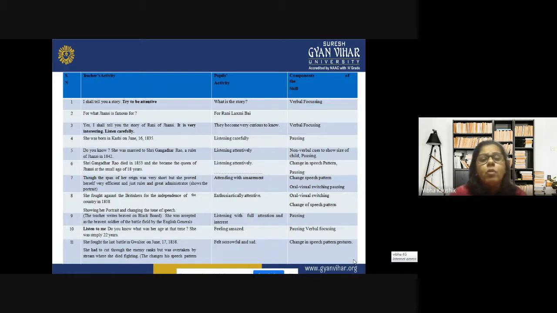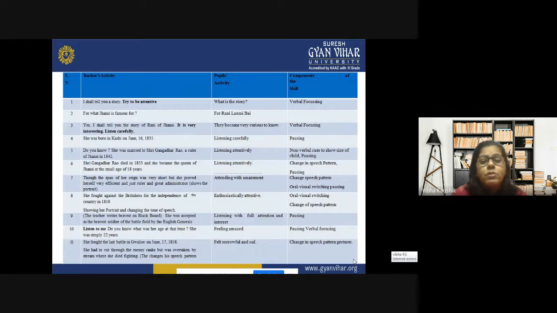Though the span of her reign was very short, she proved herself a very efficient and just ruler and a great administrator. Show the portrait. Attending with amusement means changing the speech pattern, oral-visual switching, pausing. She fought against the Britishers for the independence of the country in 1858. Enthusiastically attentive, oral-visual switching, change of speech pattern.